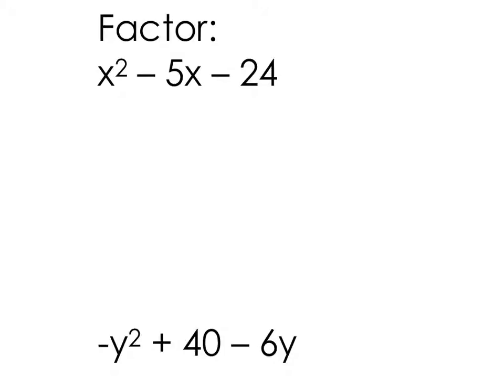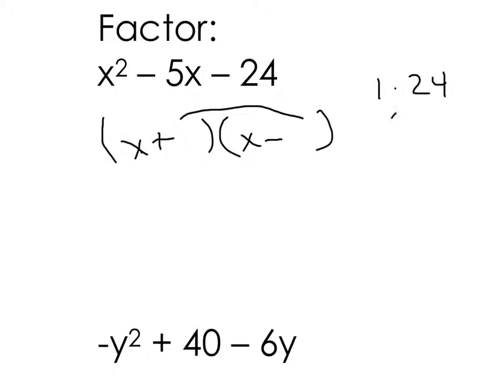All right, did you take some time to factor these and see if you can factor them? We have x and x. This time it's a negative 24. That's very important because that is a negative sign, and the only way we're going to get a negative 24 here is if one of these is positive and one is negative. So 24 is 1 times 24, 2 times 12, 3 times 8, and 4 times 6.